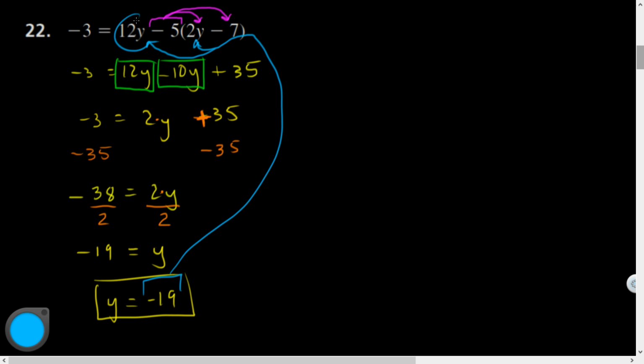And I'm already scared of what 12 times 19 is. You guys want to help me out? Oh, boy. So I'd plug in negative 19 for that y. And then I have minus 5 times 2 times negative 19 minus 7.